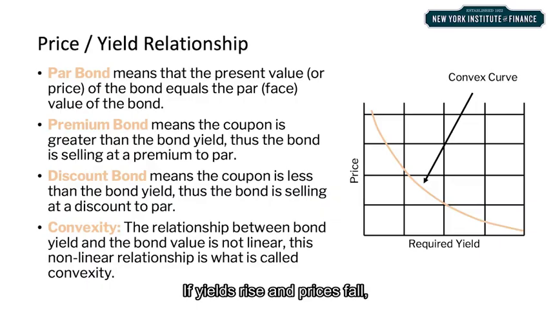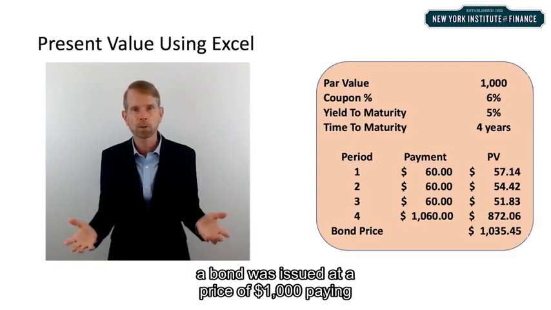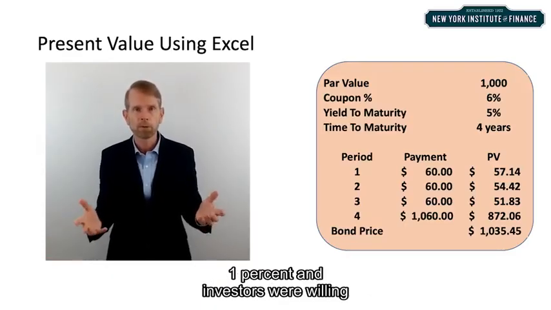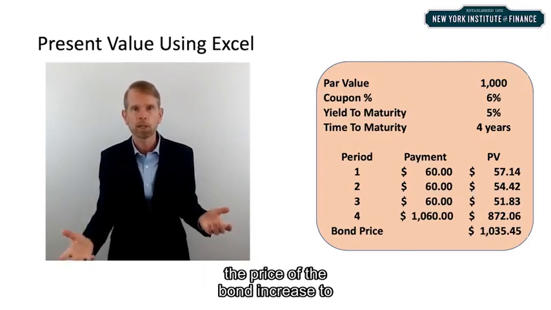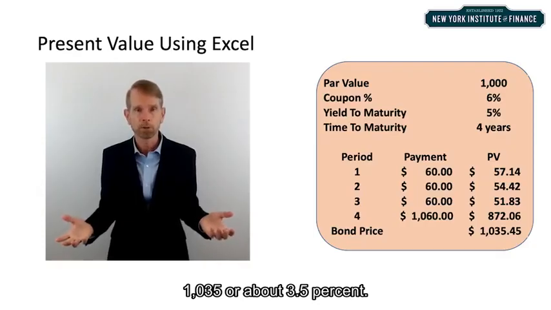If yields rise, then prices fall, and conversely, if yields fall, prices rise. This could be seen in the previous example where a bond was issued at a price of $1,000 paying a 6% coupon. When market interest rates fell 1% and investors were willing to accept a 5% yield to maturity, the price of the bond increased to $1,035 or about 3.5%.